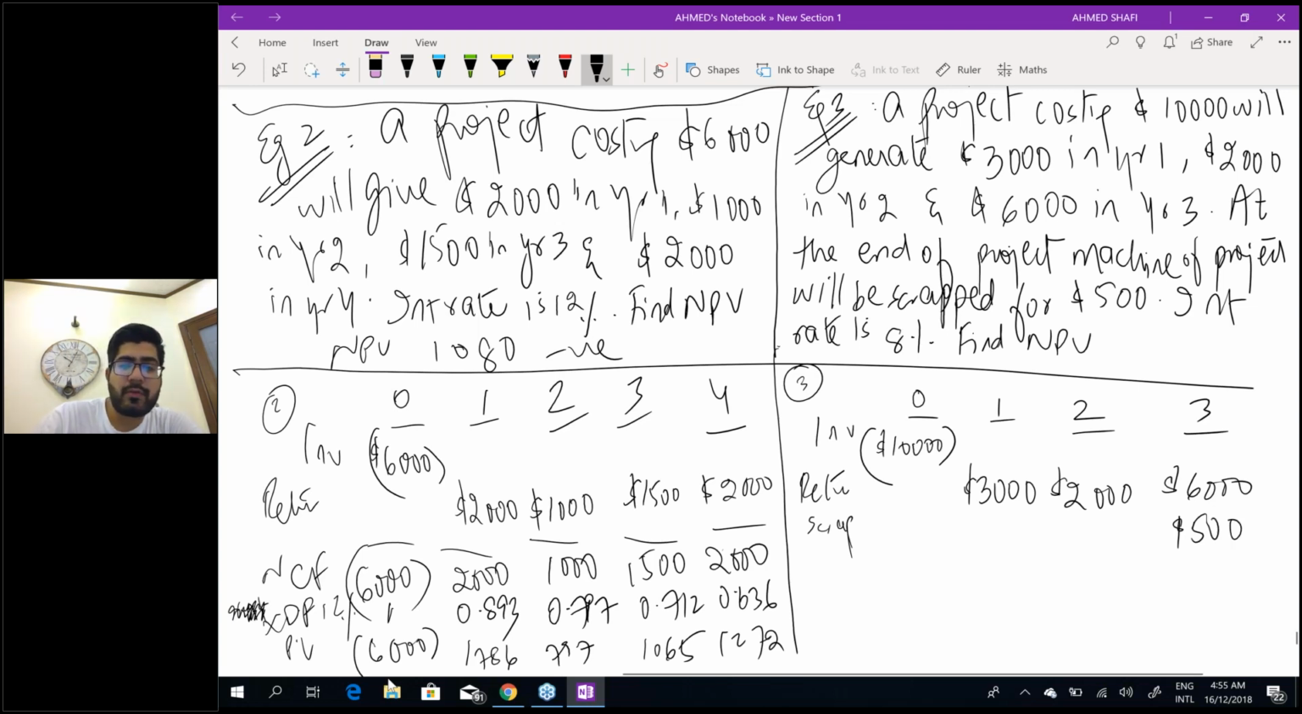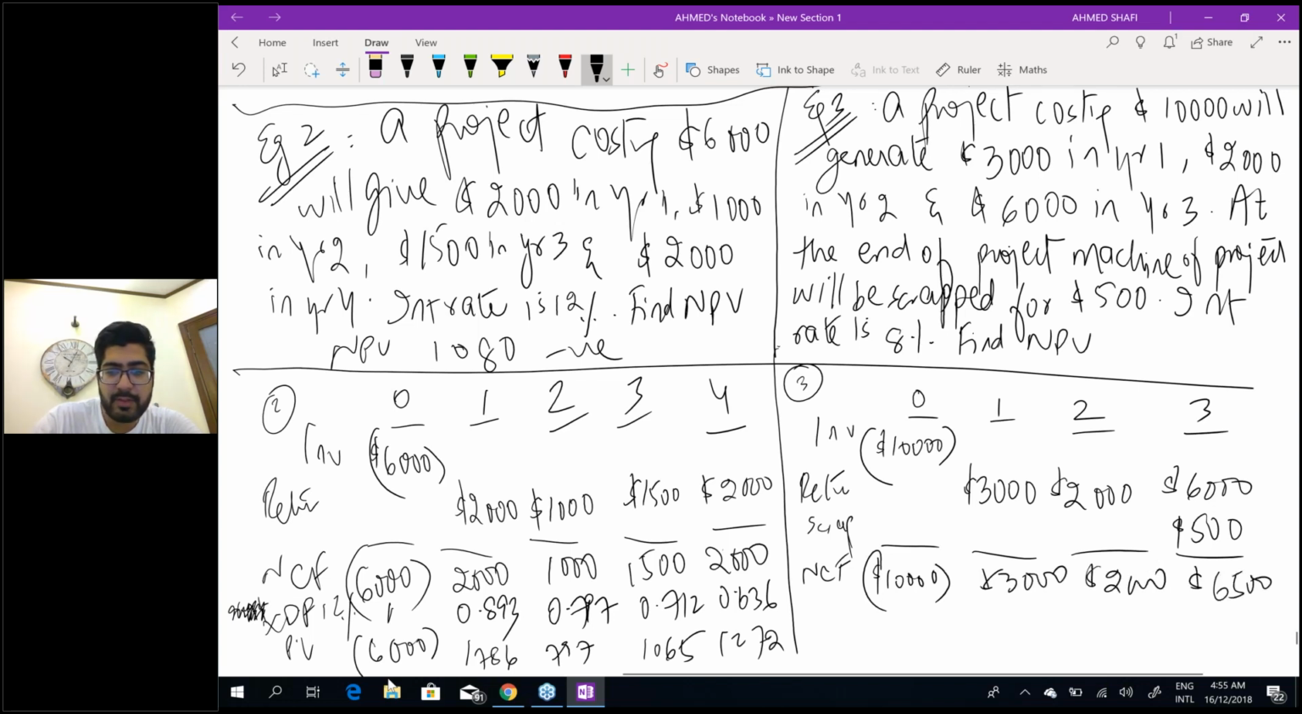Since there are no other inflows outflows, you need to net them all. Net cash flow will only come when you are sure that there are no other inflows outflows. So 10,000 negative, 3,000, 2,000, 6,500. Discount factor 8%. These net cash flows reflect amount that will be received in future years. So convert it into today's terms by using discount factor table, present value.